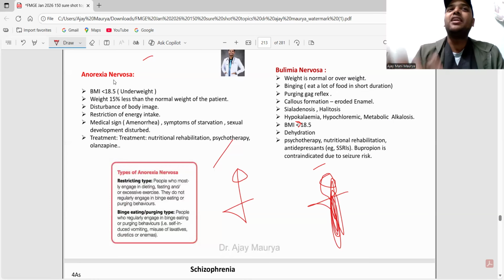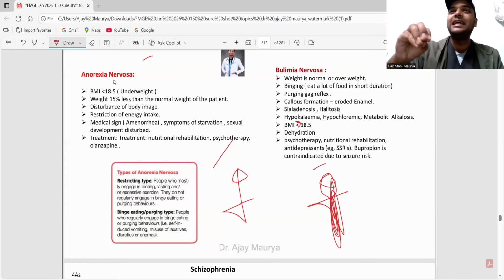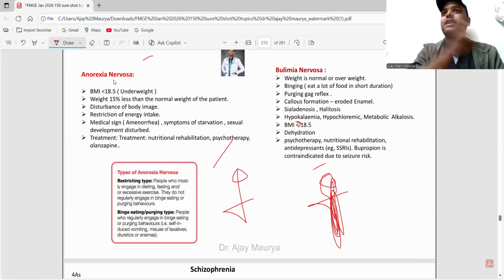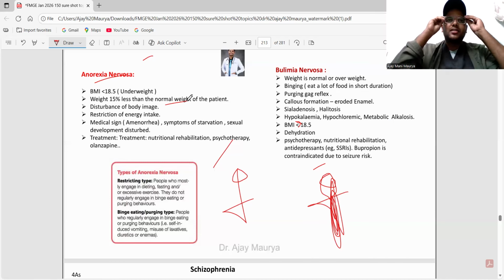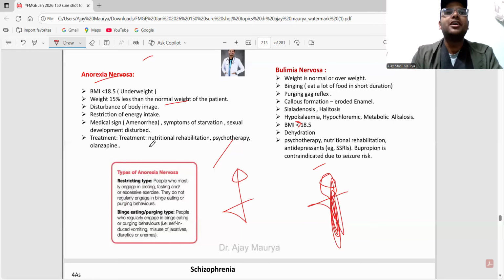Here he will not eat anything, and even if he eats, he will induce vomiting. That's why he will become very thin and land up in malnutrition. The BMI will be low: he will be underweight, with weight loss and disturbance in the body image. If he's very thin, there will be no shape. Got it? That's why you have to give nutrition supplement.